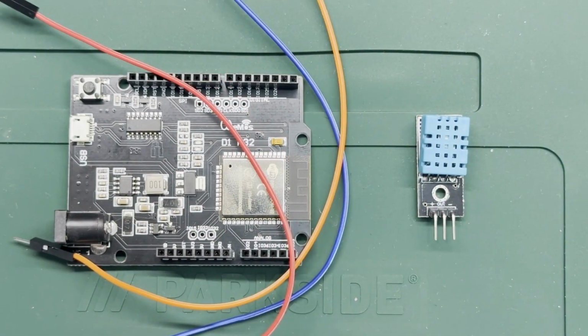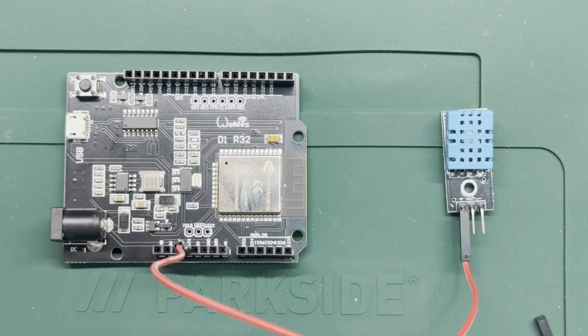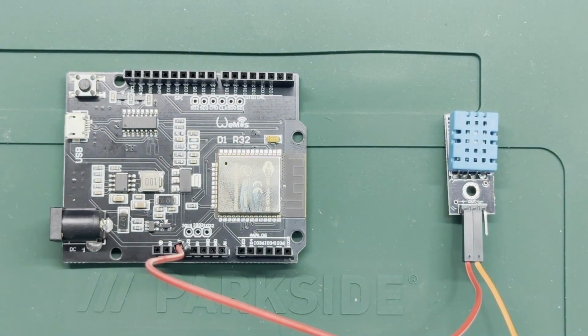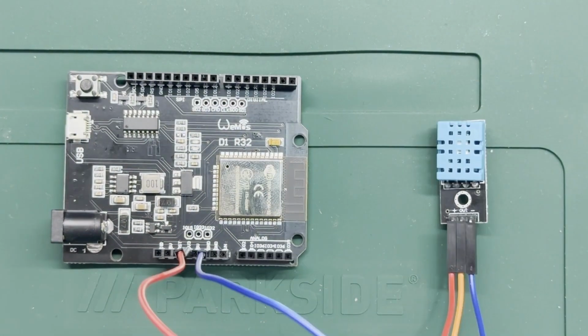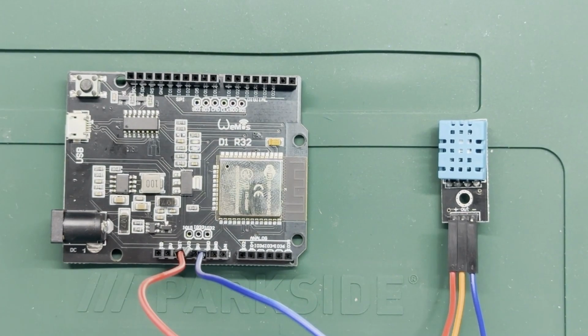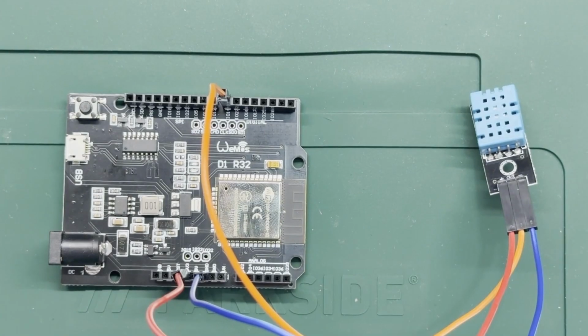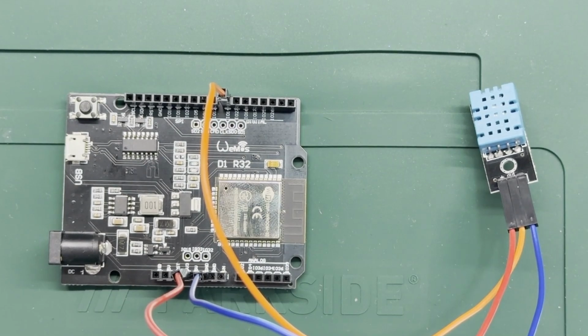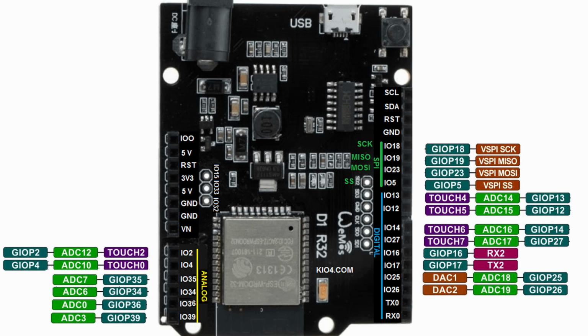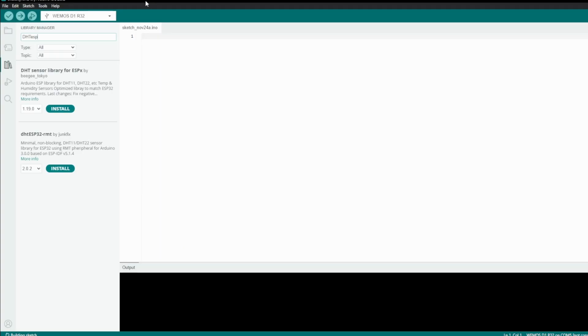Connect the VCC pin of the DHT11 sensor to the 3.3 volts output on the board. Connect the GND pin to the ground on the board. Connect the data pin to GPIO14 or any digital pin of your choice on the board. Double-check all connections to avoid any issues. This is an overview of the pins on the board.